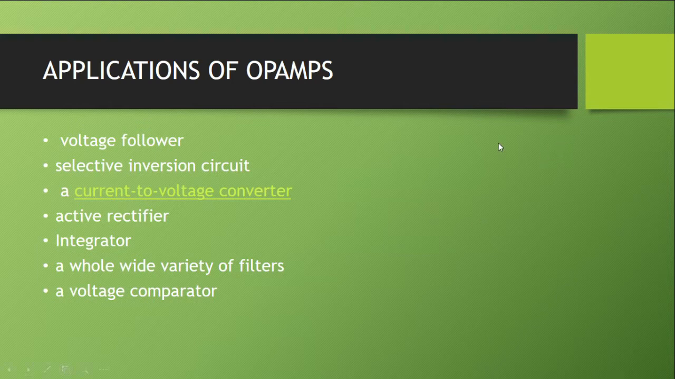For a little background, let's discuss the common applications of op-amps or operational amplifiers. We have voltage follower, selective inversion circuits, a current to voltage converter, active rectifier, integrator, a whole wide variety of filters, and it can also be used as a voltage comparator.